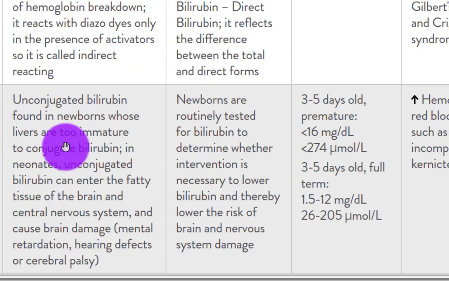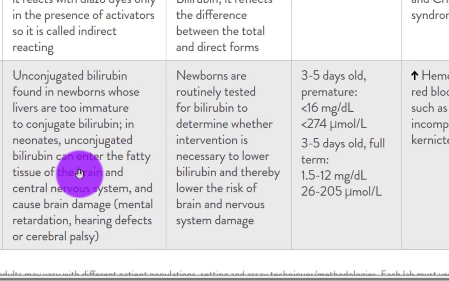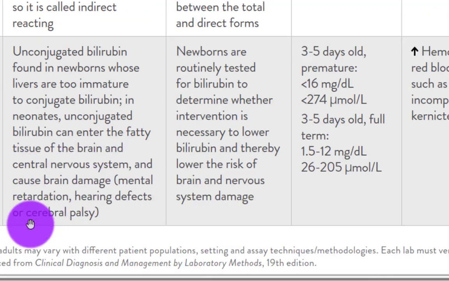Neonatal bilirubin. Unconjugated bilirubin is found in newborns whose livers are too immature to conjugate bilirubin. In neonates, unconjugated bilirubin can enter the fatty tissue of the brain and central nervous system and cause brain damage, mental retardation, hearing defects, and cerebral palsy. Newborns are routinely tested for bilirubin to determine whether intervention is necessary to lower bilirubin and thereby lower the risk of brain and nervous system damage.